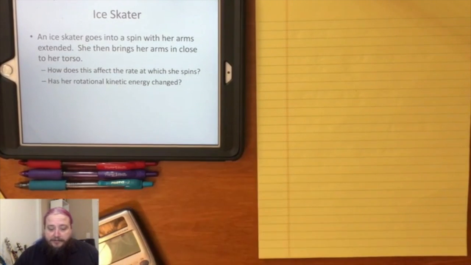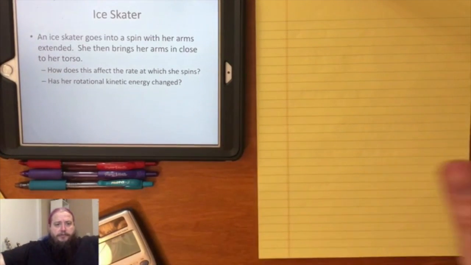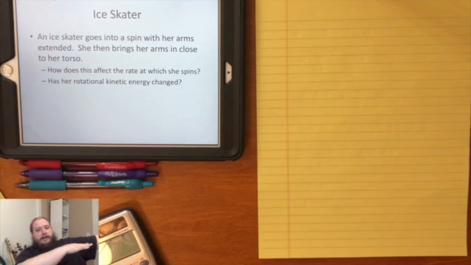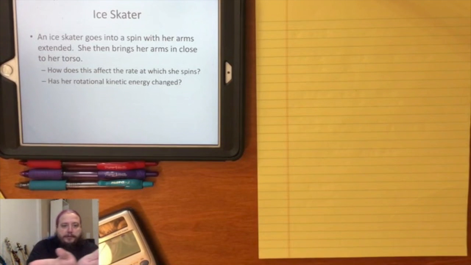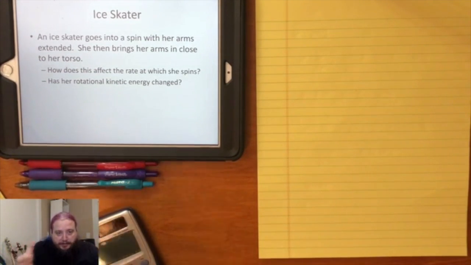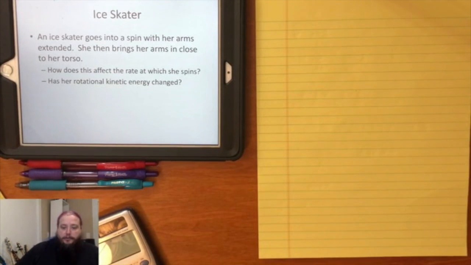All right, well, let's see if we can put this angular momentum into practice here. Here's a relatively straightforward one. It says an ice skater goes into a spin with her arms extended. She then brings her arms in close to her torso. So she's going from having her arms way out, and then she brings her arms in, and as she does so, she's bringing mass in closer to her rotation axis, and so she's changing her moment of inertia by doing so.